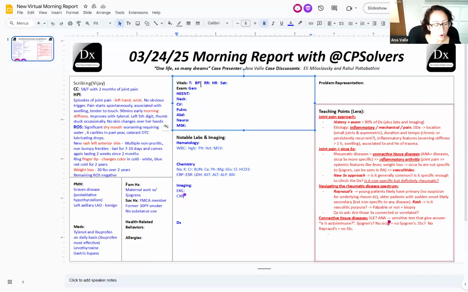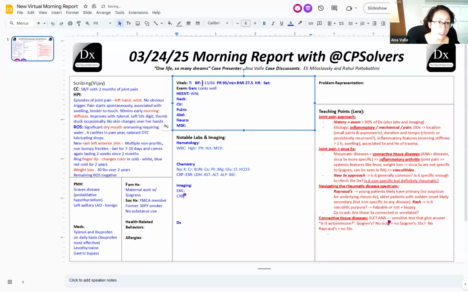Blood pressure is 113/66. Pulse is 95. And just to give you an idea, she's 5'3" and weighs 155 pounds. That's a BMI of 27.5. Generally, she looks well, no apparent distress. Her pupils are equal in size and reactive. The rest of the HENT exam is within normal limits as well.